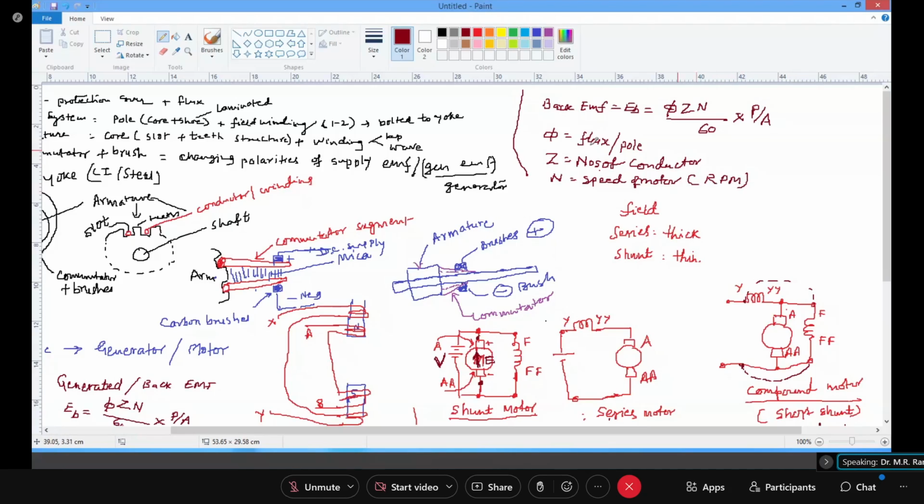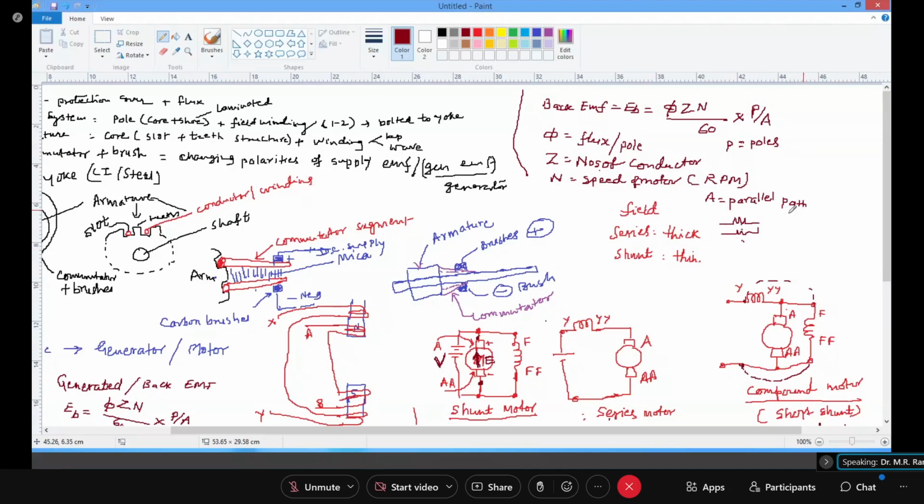And 60 is a number, and P is the number of poles, and A is the number of parallel paths. It means these armature conductors are connected in series, and there are a number of parallel paths. So it is something like this is one path, this is another path, like this.